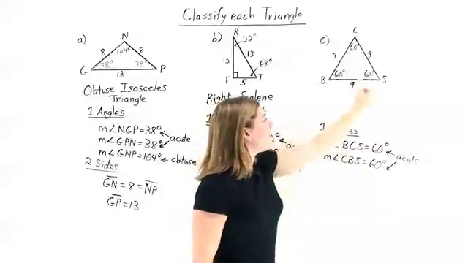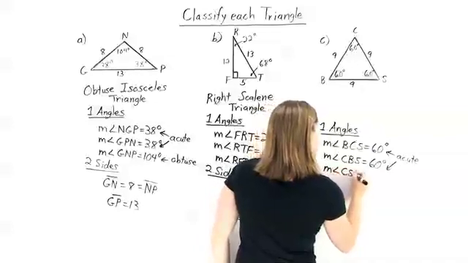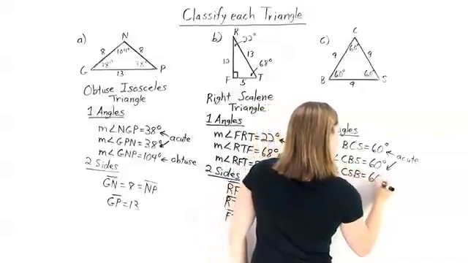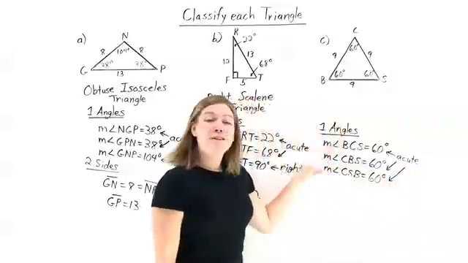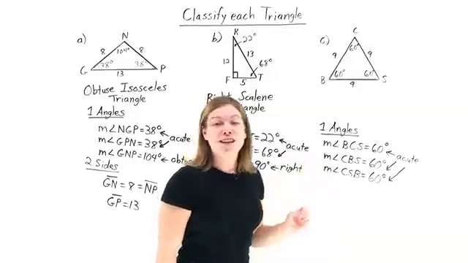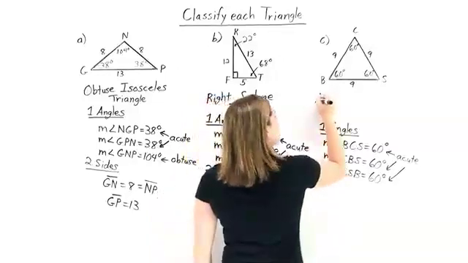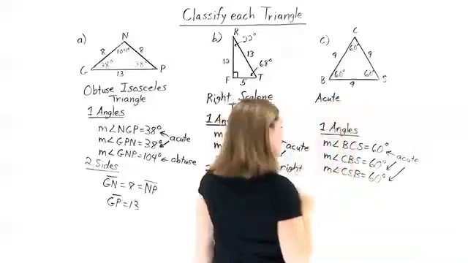Finally, let's take a look at this angle down here. We can call that angle CSB. Well, that angle measures 60 degrees too. So, we have 3 acute angles. Since each of our angles measures less than 90 degrees, that means that we have an acute triangle. Now we need to take a look at those sides.